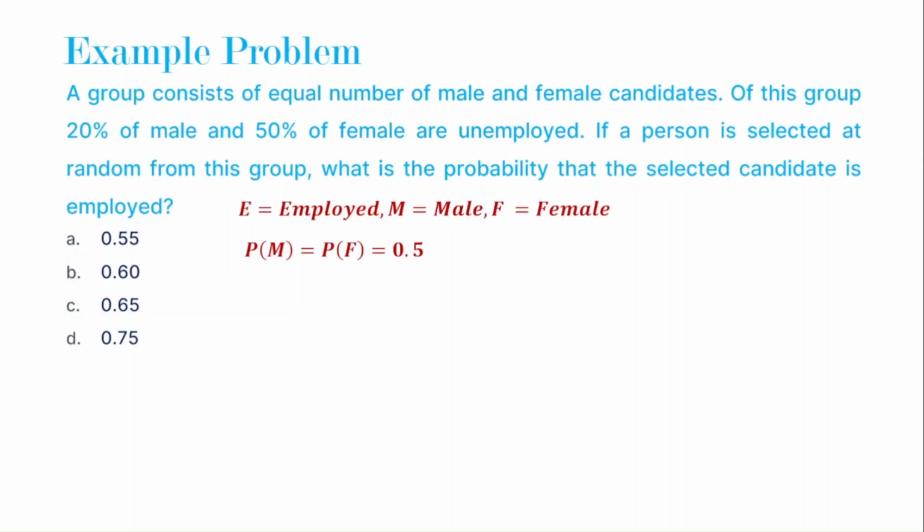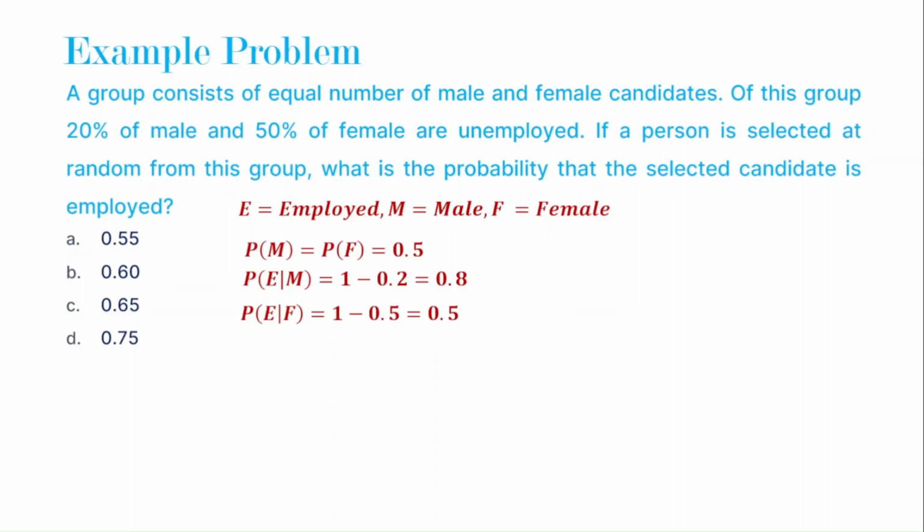Further, it says that of this group, 20% of males and 50% of the females are unemployed. So if we want to know the probability of the candidate being employed given he is a male, it will be 1 minus 0.2, since 20% of the males are unemployed, so this will be 0.8. Similarly, the probability of candidate being employed given she is a female will be 1 minus 0.5, since 50% of the females are unemployed, so this will be 0.5.